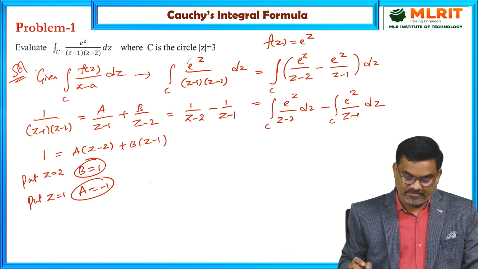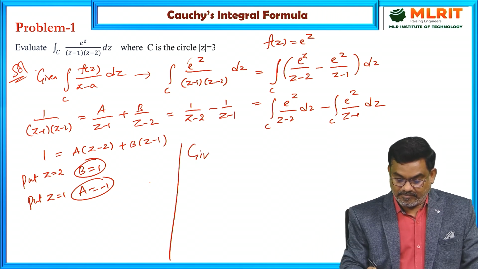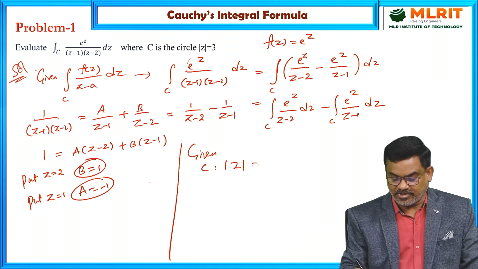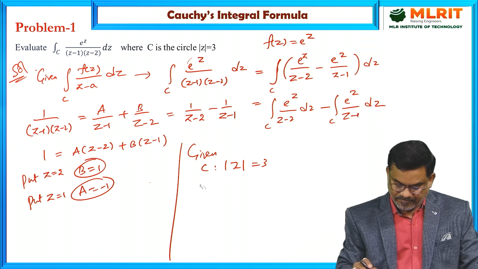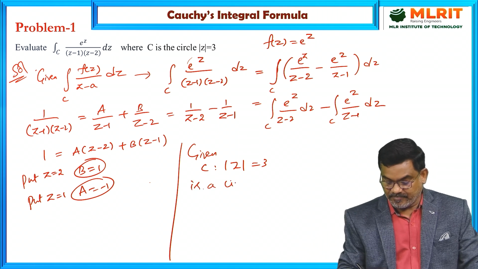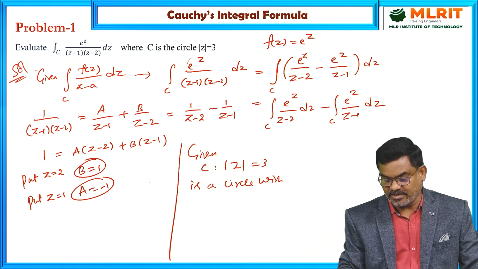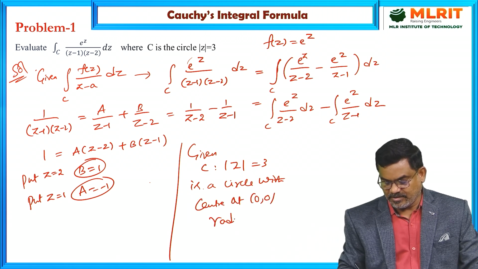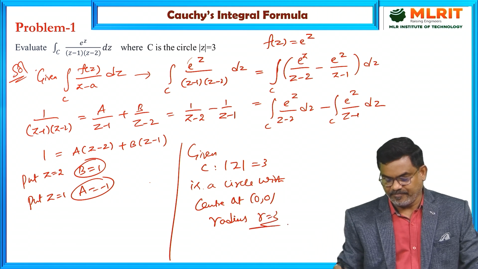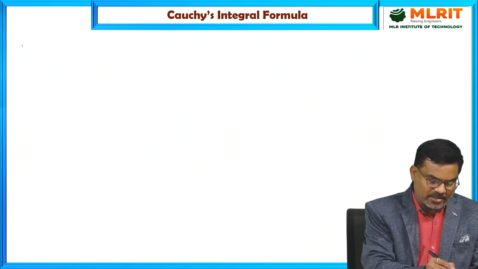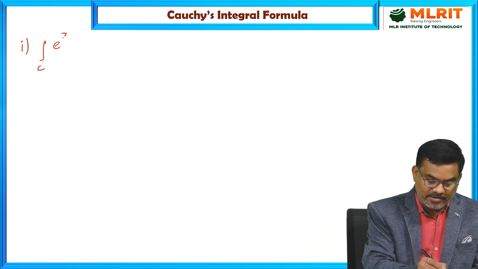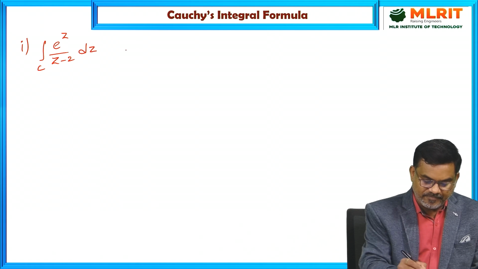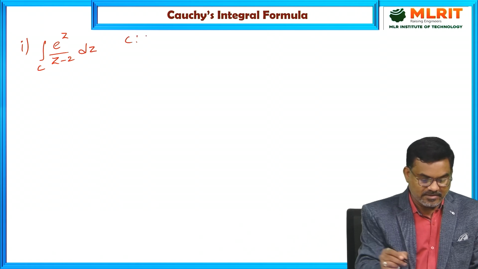Now what is the curve C? Given C is mod z equal to 3. This is a circle with center at the origin and radius equal to 3. So coming to the first part, the line integral along C of e power z by z minus 2 dz, where C is mod z equal to 3.